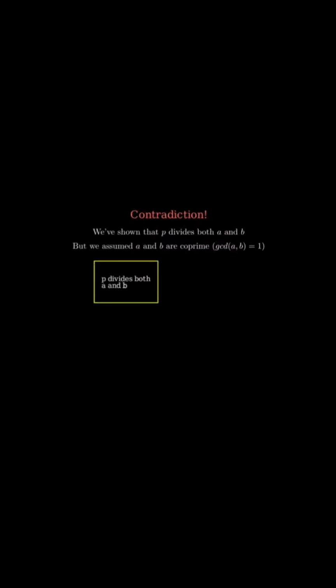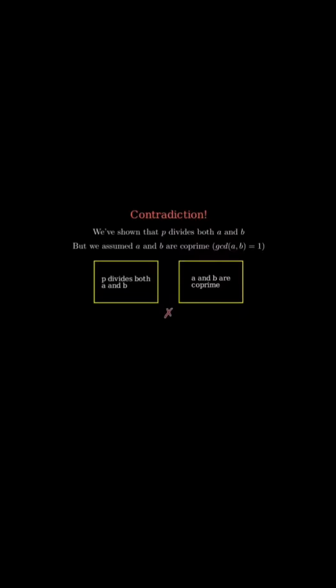Now we have a contradiction. We've shown that p divides both a and b, but this contradicts our initial assumption that a and b are coprime, meaning they share no common factors other than 1. These two statements cannot both be true simultaneously. Since our assumption led to a contradiction, it must be false.